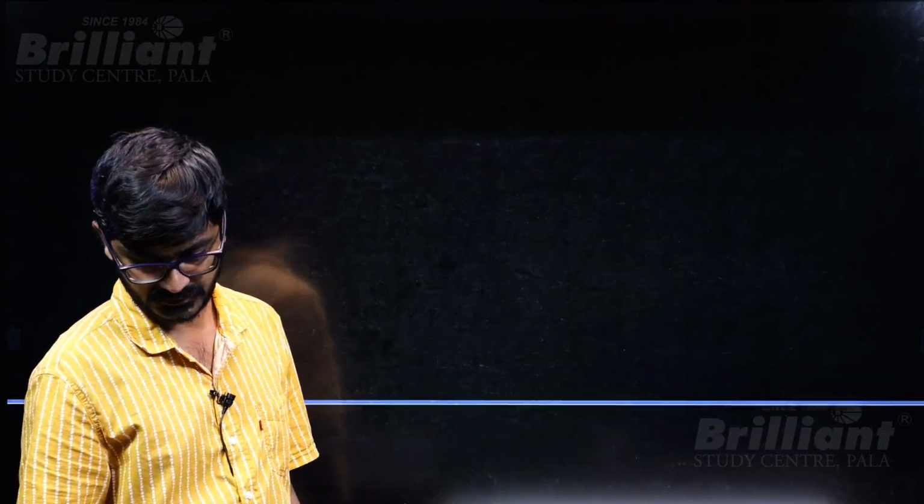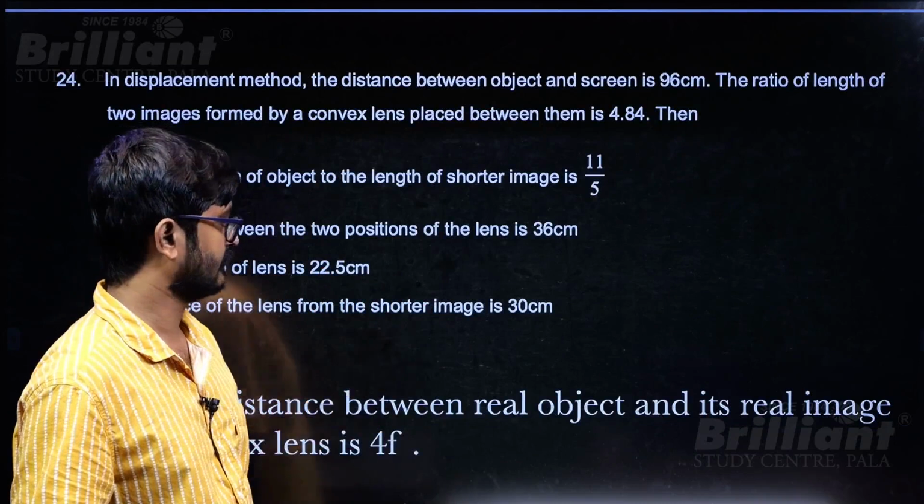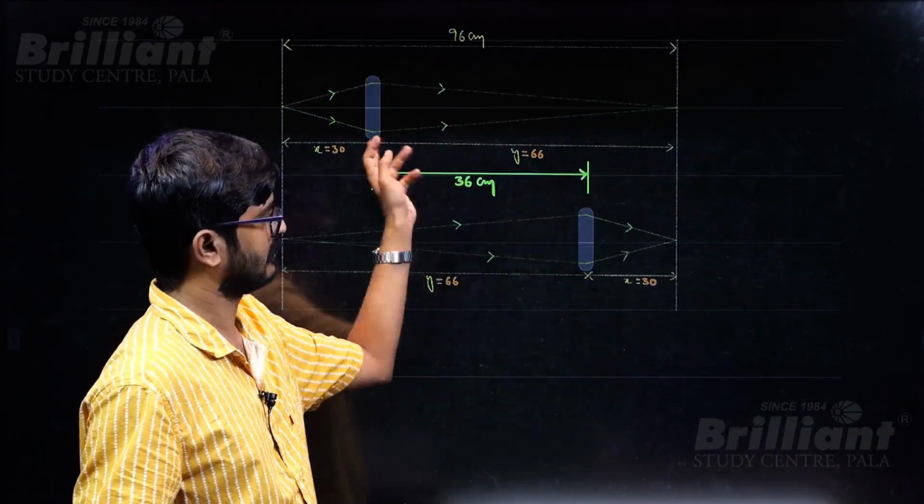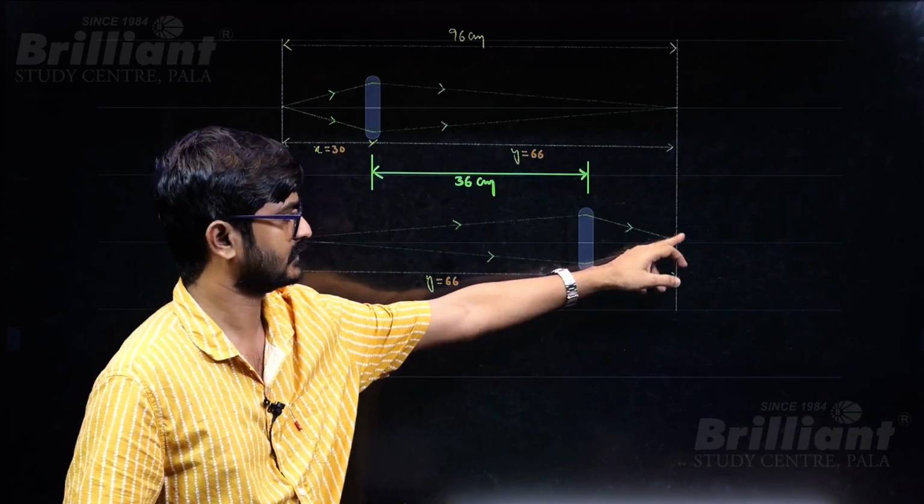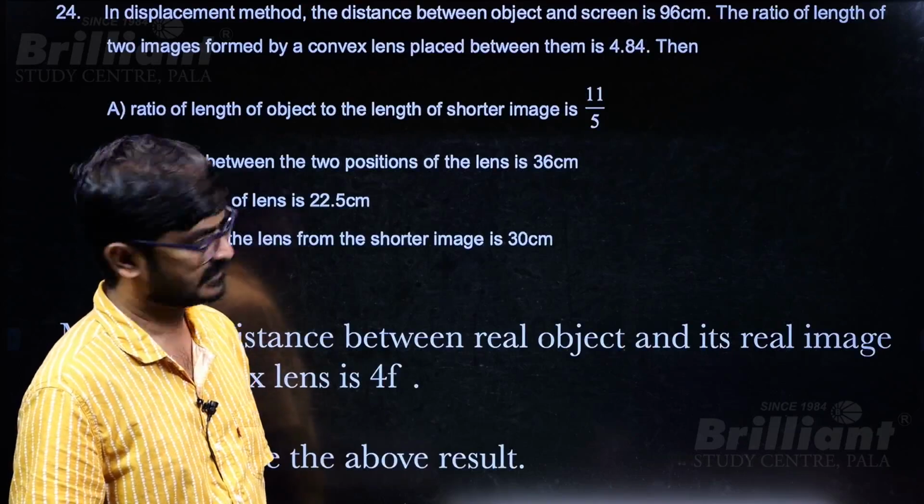So what about the options? Focal length is wrong. Distance of the lens from the shorter image: which is the shorter image? X by y. This is the shorter image, and this is the longer image. So the distance of the shorter image from the lens is 30 centimeter. Option D is correct.